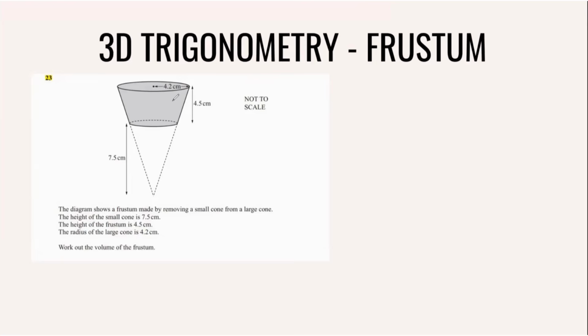So this frustum has a height of 4.5. The height of the cone that was removed is 7.5. The radius of the original cone is given as 4.2. We have to work out the volume of the frustum.